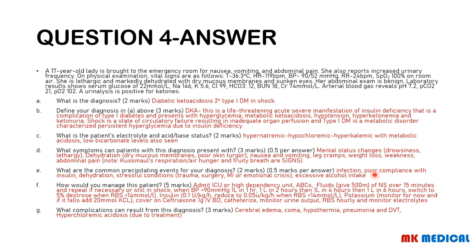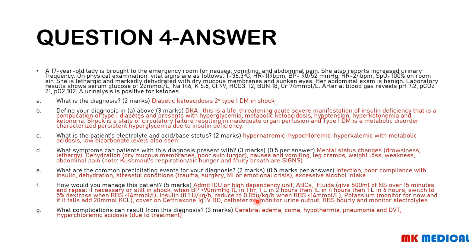Then when they're out of shock and their systolic BP is greater than 90, you give 1 liter in 1 hour, 1 liter in 2 hours, 1 liter in 4 hours, 1 liter in 6 hours. Then when their blood sugar drops to less than 14, we switch them to 5% dextrose to prevent hypoglycemia. We should also give them insulin, about 0.1 units per kg per hour. Then we reduce it to 0.05 units per kg per hour when their blood sugar is less than 14 millimoles per liter.